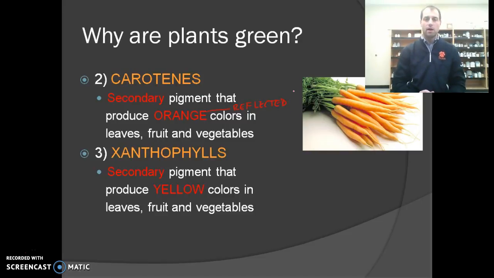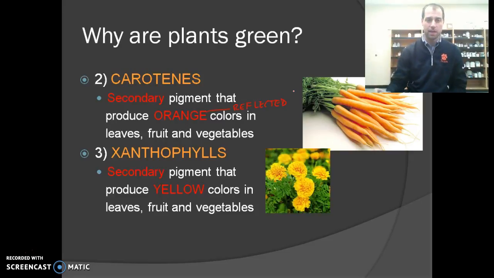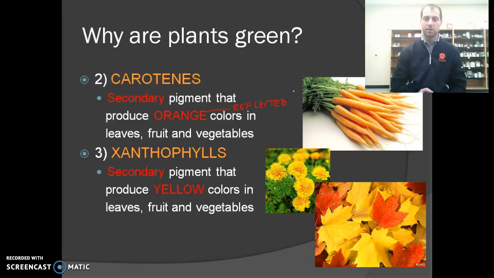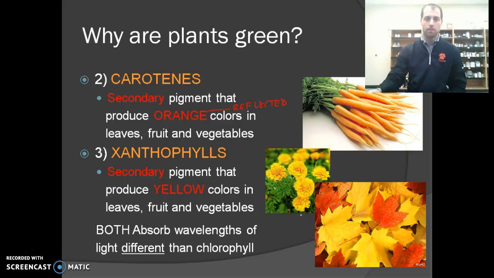A third type of pigment that plants are going to contain is called xanthophylls. Xanthophylls is another secondary pigment that produces yellow colors in plants, such as these marigolds or these leaves during the fall. During the fall, chlorophyll A and B are going to be produced in smaller amounts, and so they don't reflect as much green and yellow. But xanthophylls will continue to be produced, and so we get this yellow color from leaves during the fall. So the key point here with carotenes and xanthophylls is that they both absorb wavelengths of light different than chlorophyll.